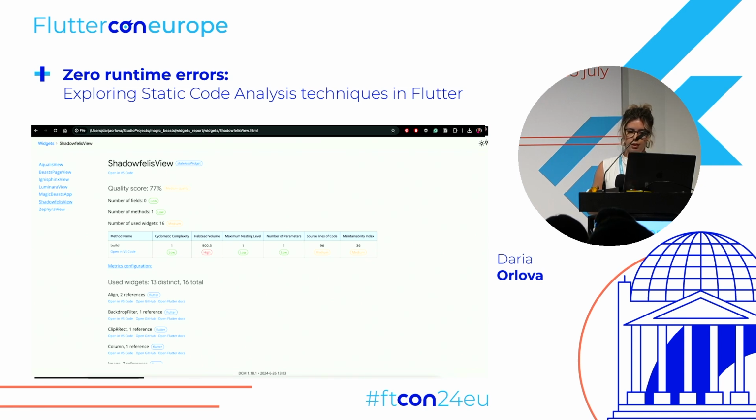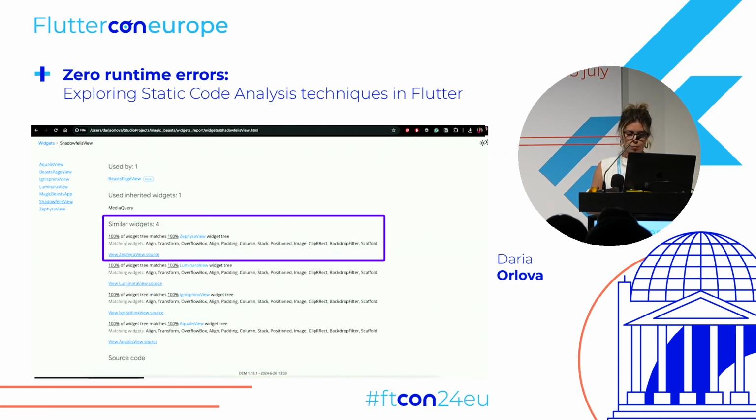The first thing is that we have a quality score, which is based on various code metrics, such as number of params, max nesting levels, source lines of code, and so on. These metrics are configurable, but we won't have time today to dive into these details. We can also see what widgets are used and how many times.